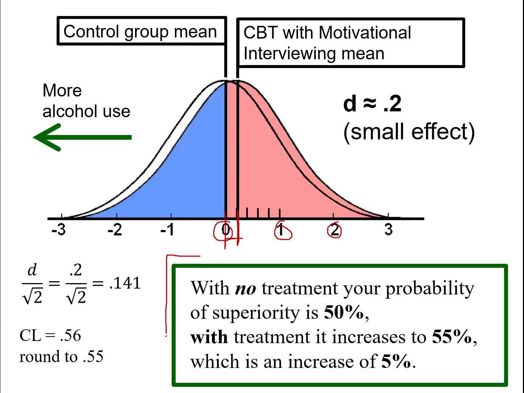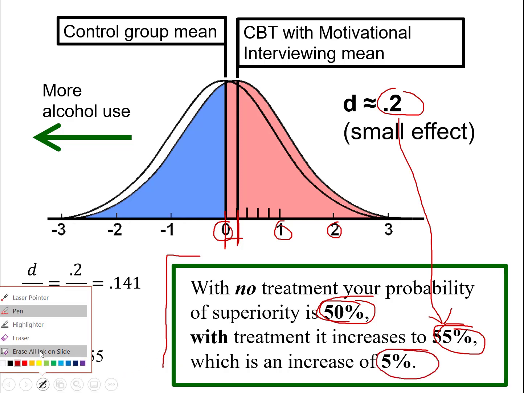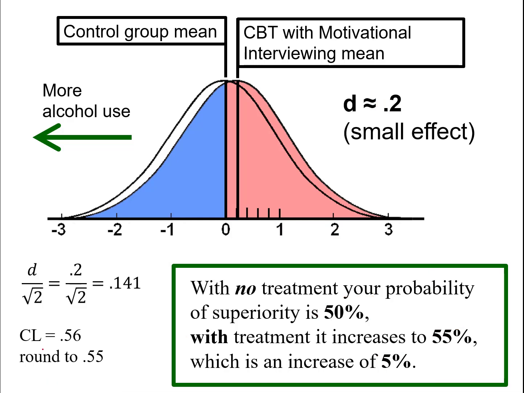And then at the bottom, I have the blurb that gives information on our common language effect size. With no treatment, your probability of superiority is 50%, as always. With treatment, it increases to 55%. So with a d-statistic of 0.2, our probability of superiority is just 55%, which is an increase of 5%. Going from 50% to 55% is an increase of just 5%. So that's what a d-statistic of 0.2 looks like, the effectiveness of motivational interviewing as a treatment for alcohol use disorder.